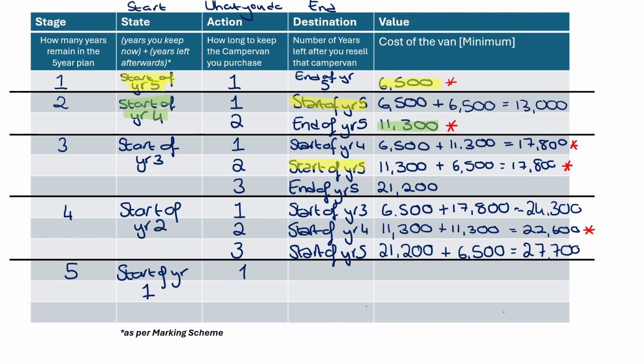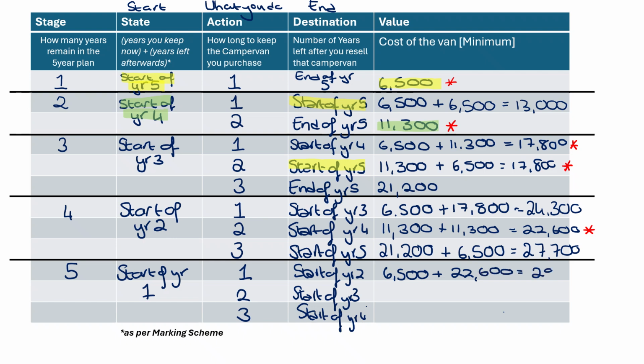And that means I can keep it for 1 year, 2 year, or 3 year. This brings me up to the start of year 2. This brings it to the start of year 3. And this brings it to the start of year 4. What that means is I have 6,500 plus the optimal value for the start of year 2, which is 22,600. That gives us 29,100. Start of year 3.